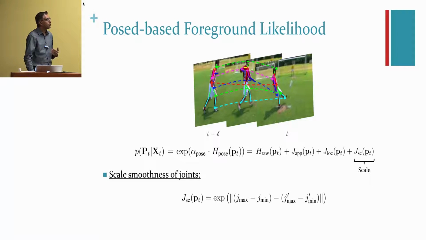Lastly, we have the scale smoothness of joints, which says that the height or the scale of the bounding box for each pose should be smooth across frames. So here I'm showing a bounding box containing the pose and a bounding box which contains the location of the joint trajectories. We want them to be as close as possible. Using this minimization, we are able to get better poses.